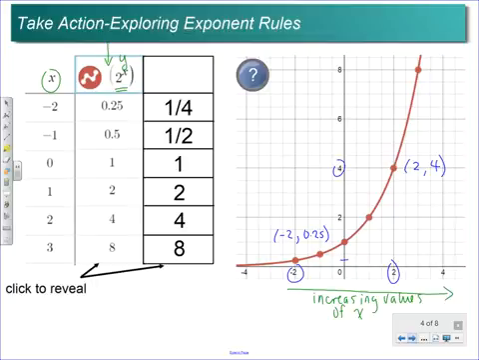What's important at this point is to recognize patterns. So have a look at the table and decide what patterning you see. Again, pause the video and give yourself a chance to think that through.